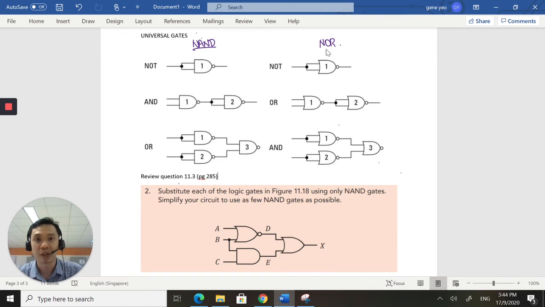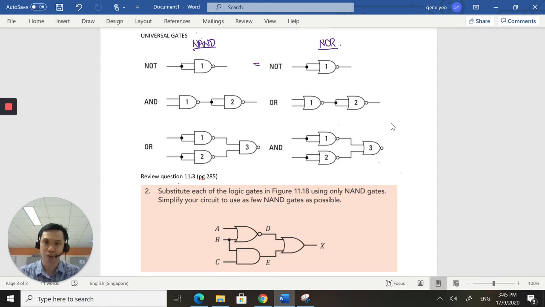And you can do the same using NOR gates. Same thing, just remember the pattern. It is quite simple. For the NOT, both are actually quite similar. You don't have to remember anything new. And for the AND and OR, you just have to remember that it is the opposite. So you notice that if I'm using NOR gates, the AND is actually the 3, but if I'm using NAND gates, the OR is actually using 3 NAND gates. So just remember how to draw the gates using universal gates.